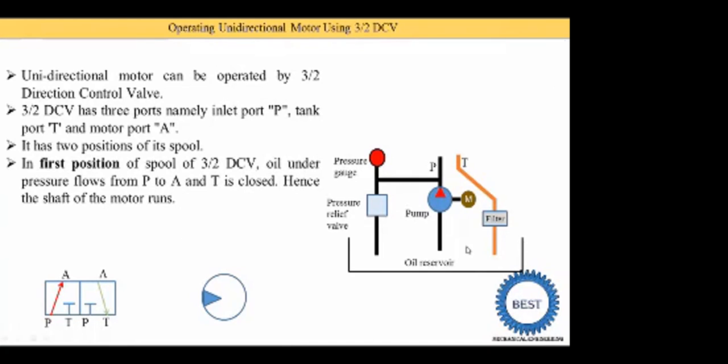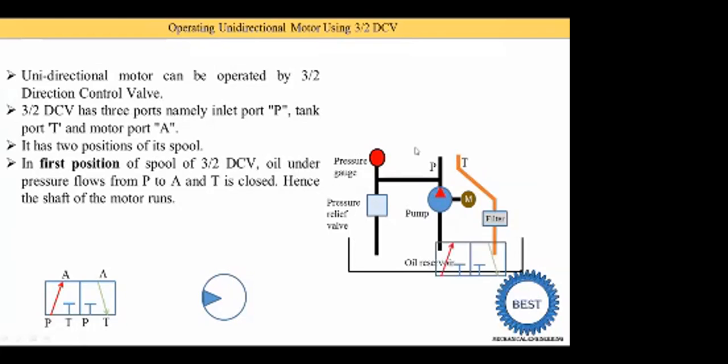So here you see this is the oil reservoir. This pipe takes the oil from the reservoir and supplies it to the pump. The pump increases the pressure of the oil. So here is the P port and another component, that is the pressure gauge and pressure relief valve, and from the T port the oil is again supplied to the oil reservoir.